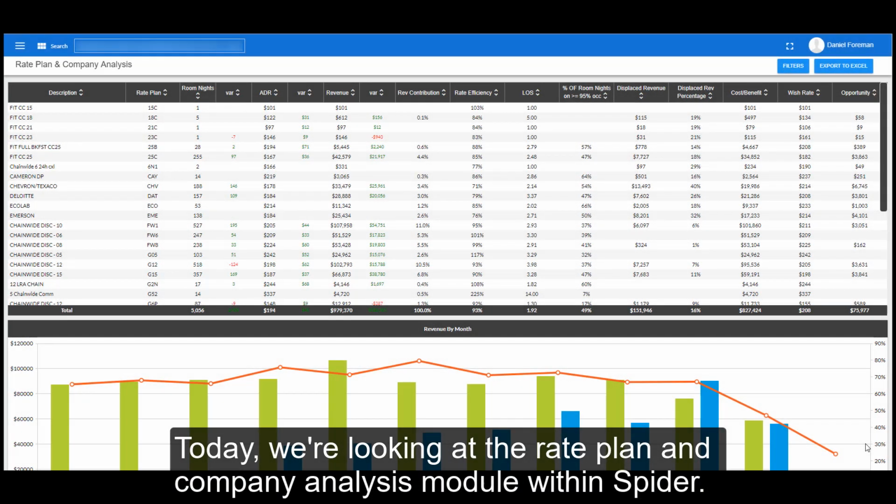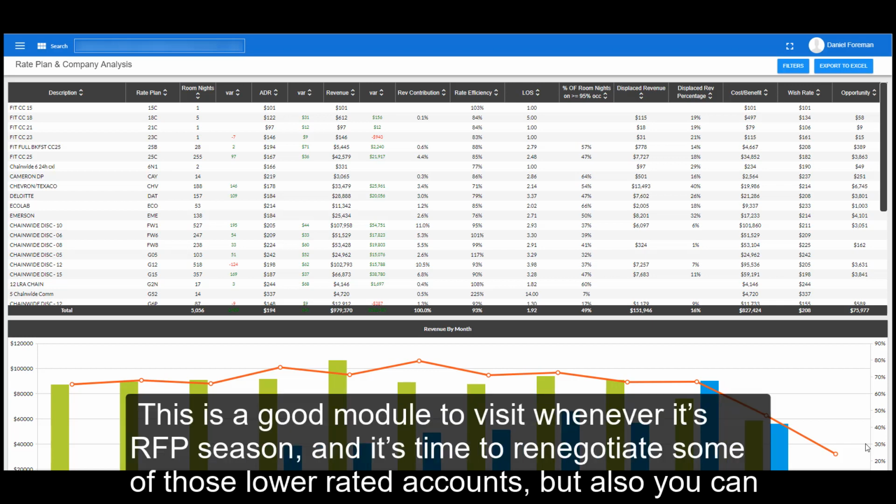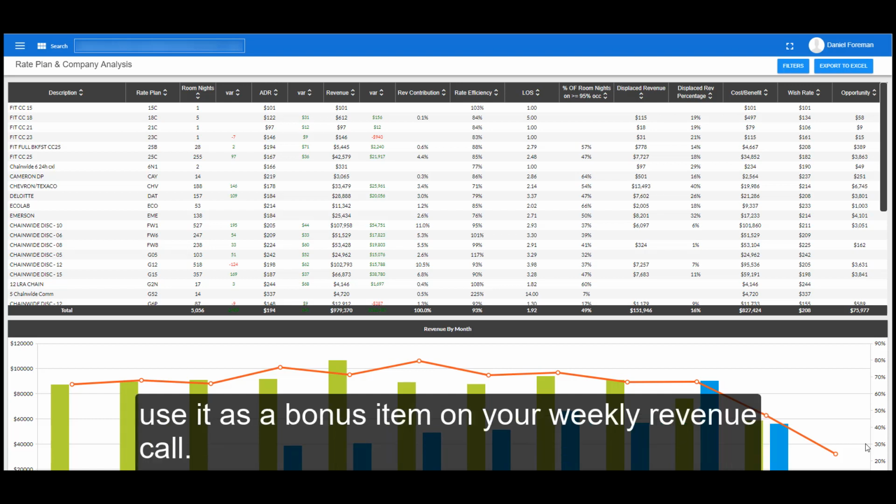Today we're looking at the rate plan and company analysis module within Spider. This is a good module to visit whenever it's RFP season and it's time to renegotiate some of those lower rated accounts. But also, you can just use it as a bonus item on your weekly revenue call.